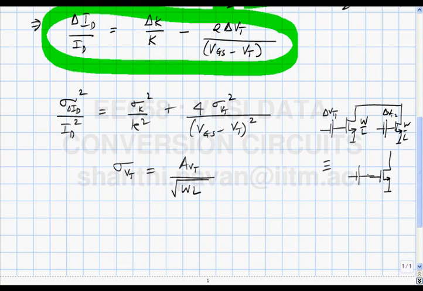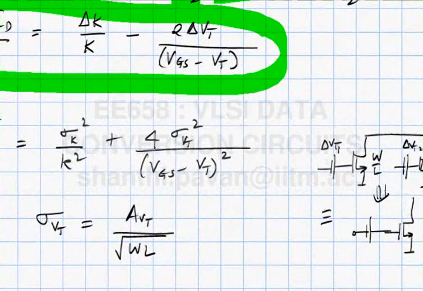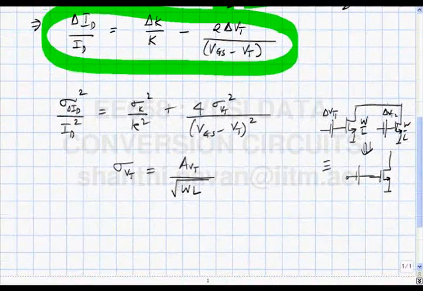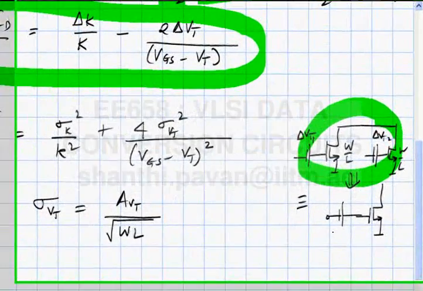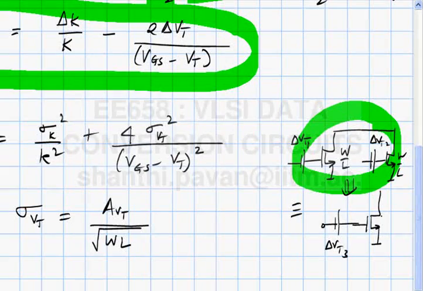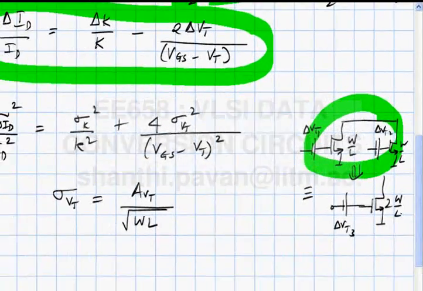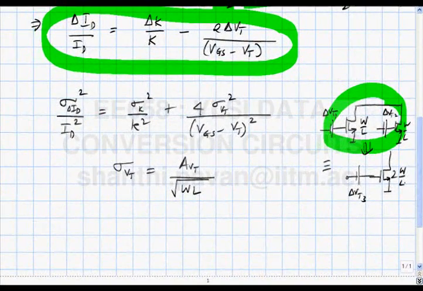And now when delta VT1 and delta VT2 are random variables, I should be able to express the effect of delta VT1 and delta VT2 as an equivalent offset delta VT3 in a transistor of size 2W by L. And you can go and do the math. The change in the current there is nothing but delta VT1 times GM.